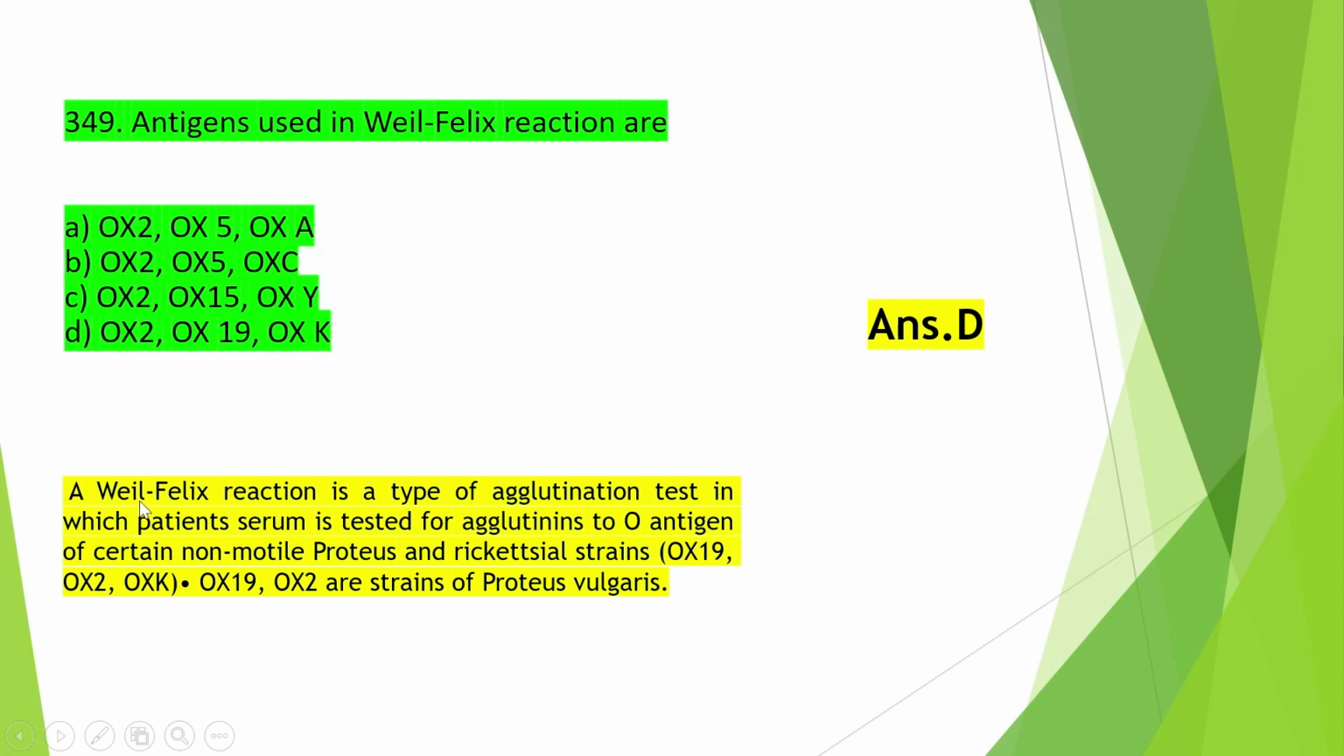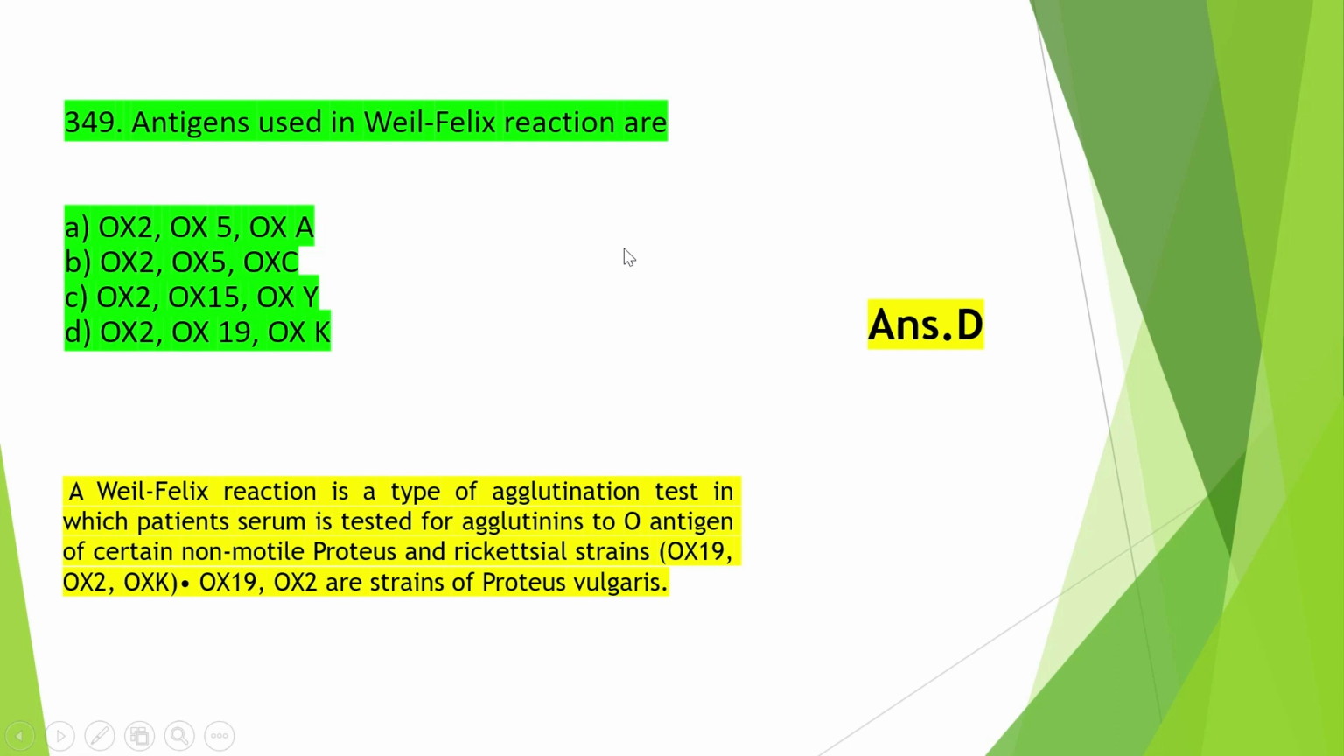So a Weil-Felix reaction is a type of agglutination test in which patient serum is tested for agglutinins to O antigen of certain non-motile Proteus and rickettsial strains, that is OX19, OX2 and OXK. Okay, and those are the strains of Proteus vulgaris.